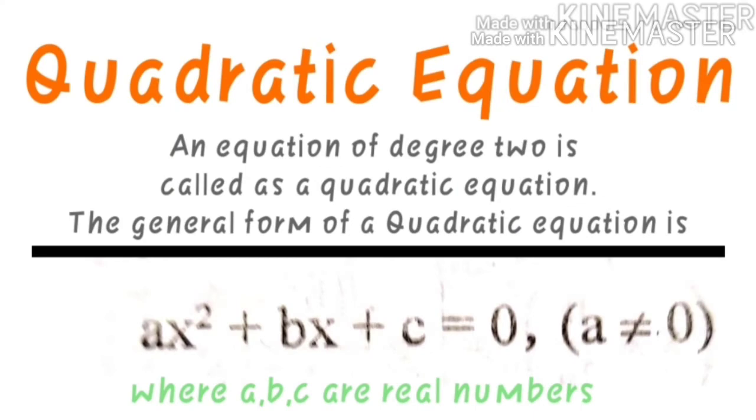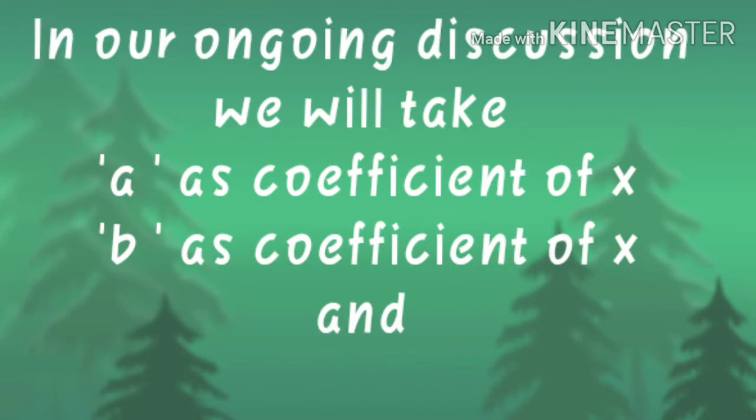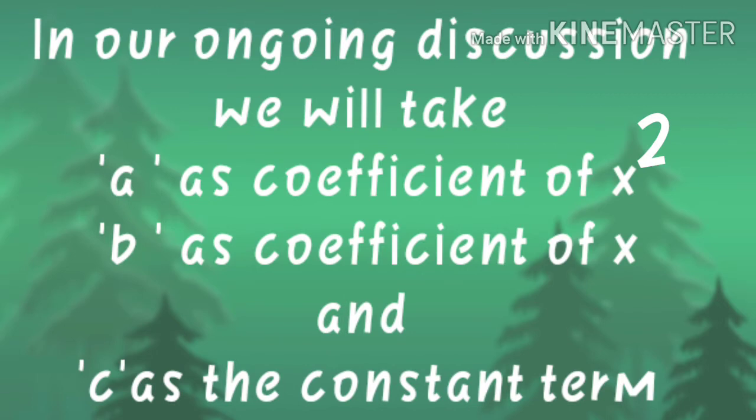Thus, the general form of a quadratic equation is ax² + bx + c = 0, where a is not equal to 0 and a, b and c are real numbers. In a nutshell, a quadratic equation is an equation of degree 2. Any second degree equation is called a quadratic equation. In our ongoing discussion, we will take a as the coefficient of x², b as the coefficient of x, and c as the constant term.